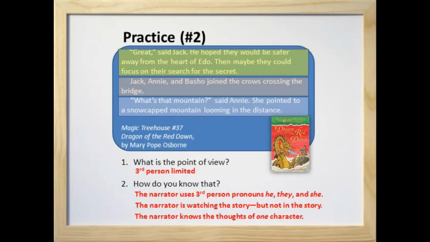Are we seeing any silent thoughts or feelings that Annie is having here? No, we're not. We're just seeing words that she says, and we also see her action, where she's pointing to a mountain in the distance. So there's nothing silent that Annie is thinking that the narrator knows about. This means that the narrator doesn't know Annie's thoughts or Basho's thoughts, but the narrator does know Jack's thoughts. That's why this narrator is using third-person limited point of view.